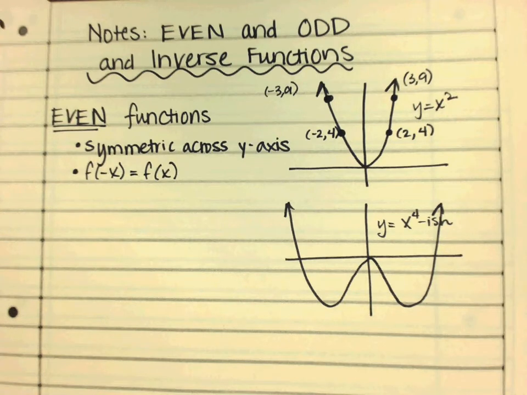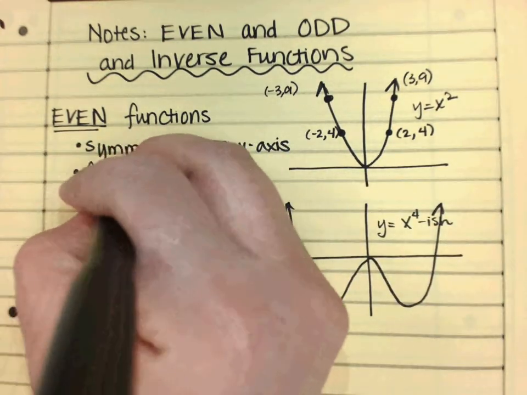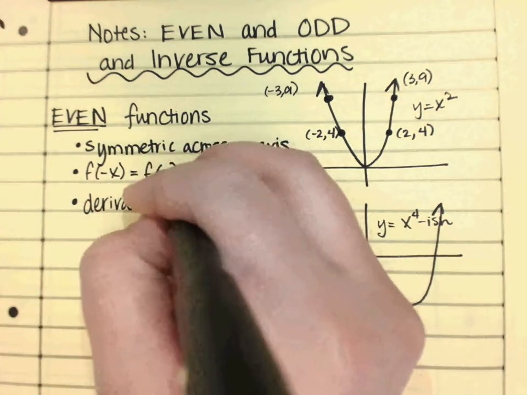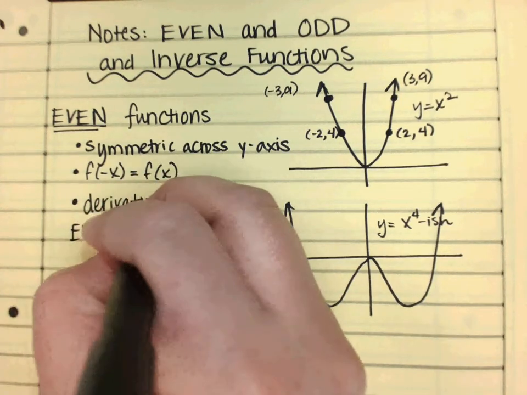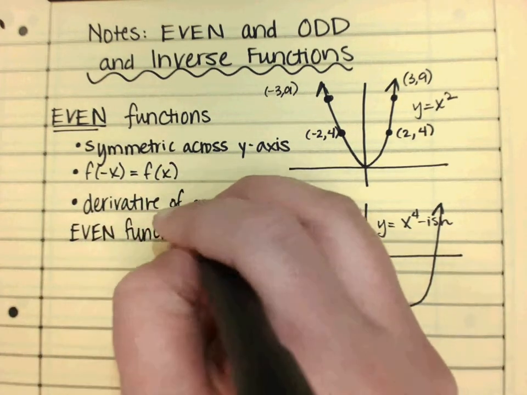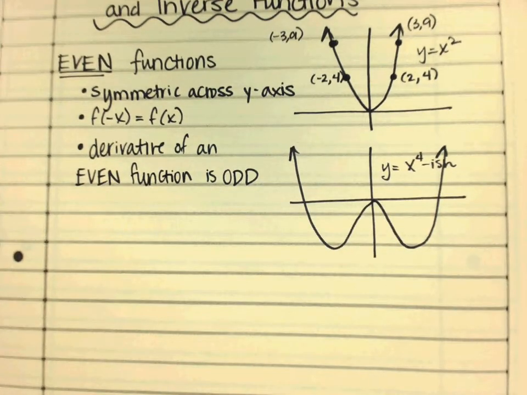What that means is that your y value is unaffected by whether you're plugging in a positive or a negative of that number. Okay? The other thing that's important for you to know is that when you have an even function, the derivative of an even function is always odd. Okay, the derivative of an even function is always odd. Which brings us to odd functions.